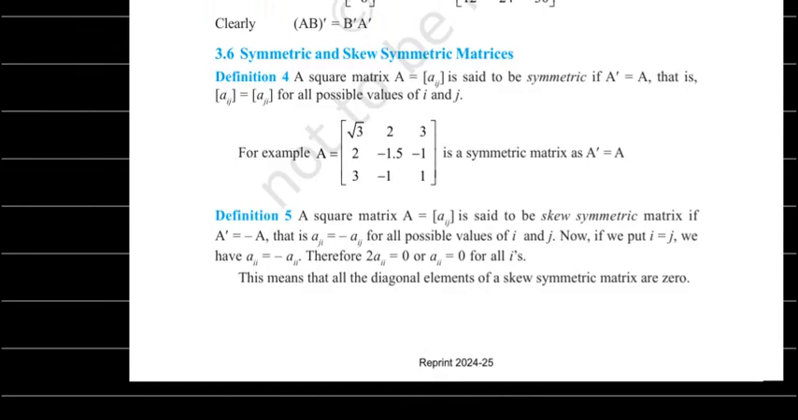Okay, guys, let us start. What do you mean by symmetric and skew symmetric? One minute, let me change the color. Symmetric and skew symmetric matrices. Let me show one example first, and later on we will discuss what we mean by symmetric and what we mean by skew symmetric.